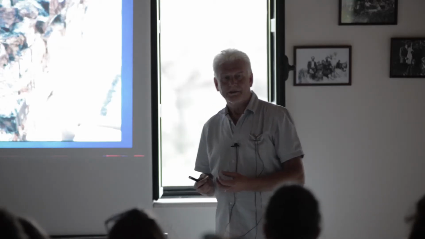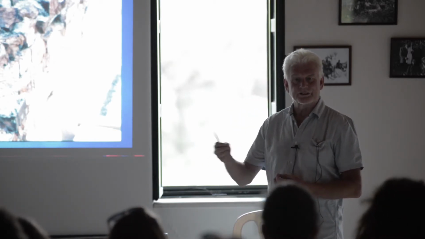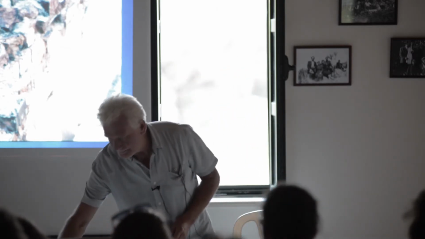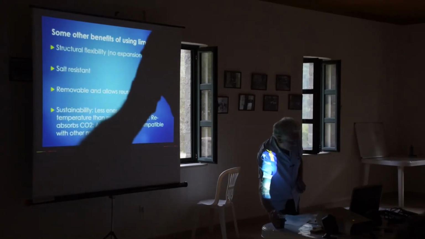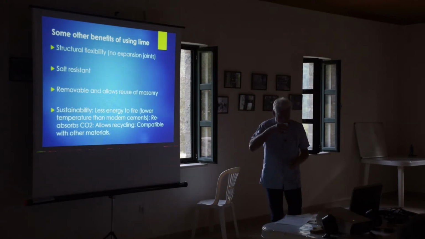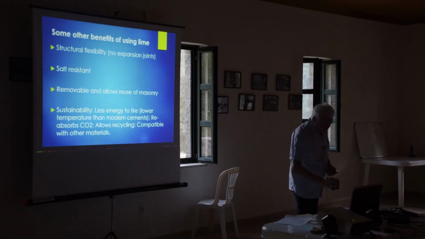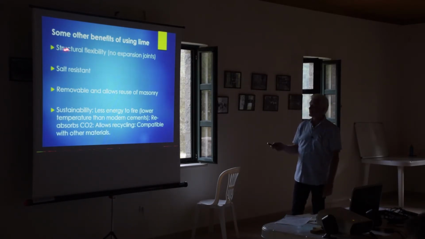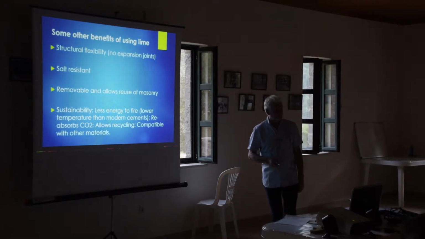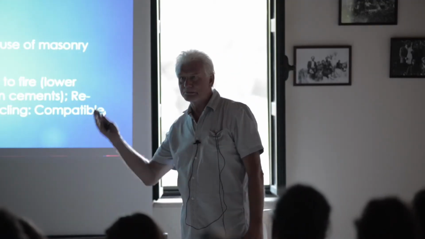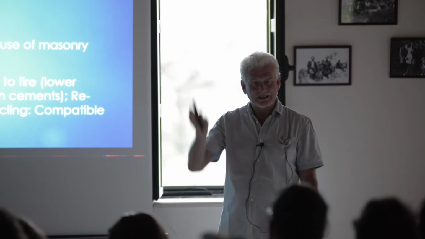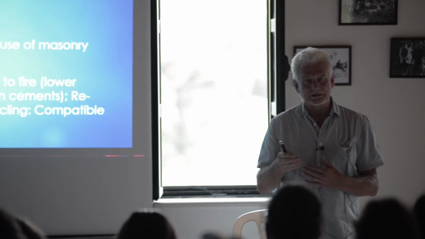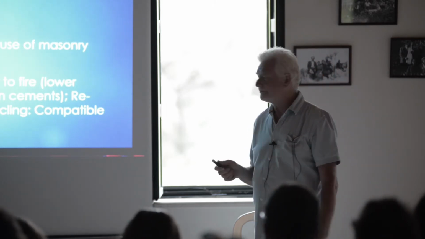The mortar would crumble first because it's softer than the brick, and it's easier to repair the mortar. Okay, some other benefits of using lime. Structural flexibility. No expansion joints. You can build a wall as long as you like, and you don't have to put expansion joints in the way that you do in modern structures when you're using cement.